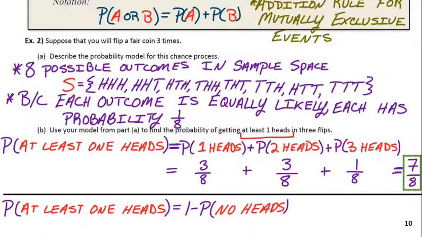And there's only one way that you get no heads at all. That's tails, tails, tails there. So there's only 1 out of 8 for that. So that's just 1 minus 1/8. So that would be 7/8.